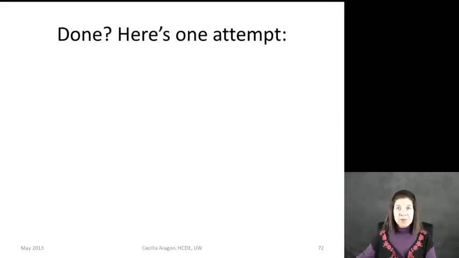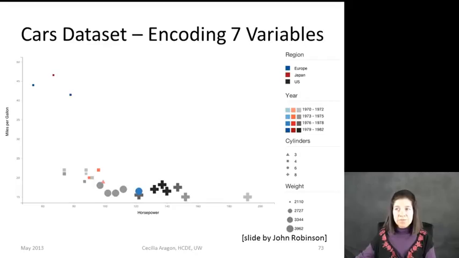Are you done? Here's one attempt made by one of my students. This is an attempt at encoding 7 variables from the car's data set in a single visualization. This student chose to put 2 of the quantitative variables, horsepower and miles per gallon, on the X and Y axes. The third ratio data, weight, he encoded with area of the marks. It's not a bad choice since you can only put 2 of those ratio variables on axes. He also chose to encode cylinders, which are quantitative interval data, by using the shape of the mark.